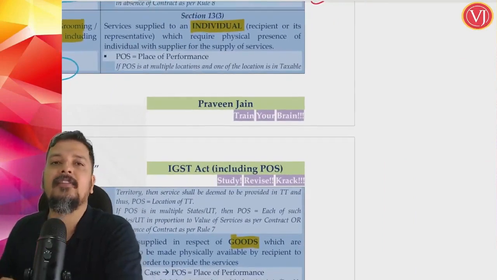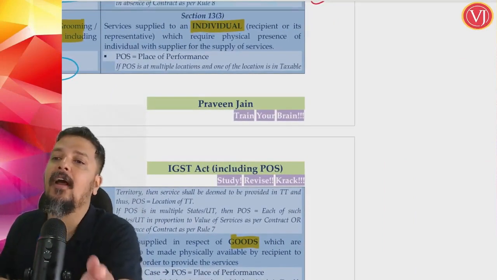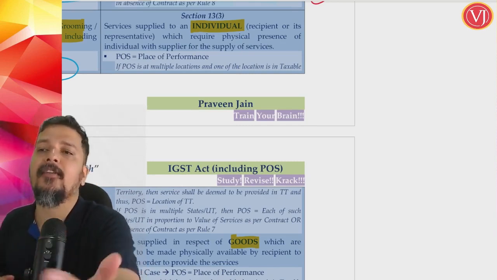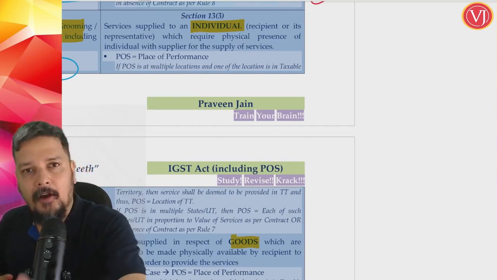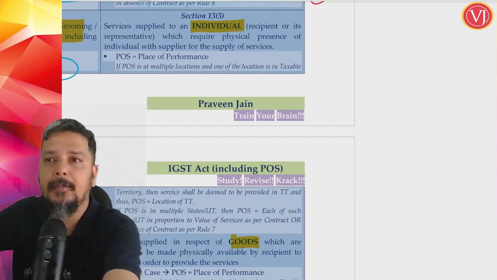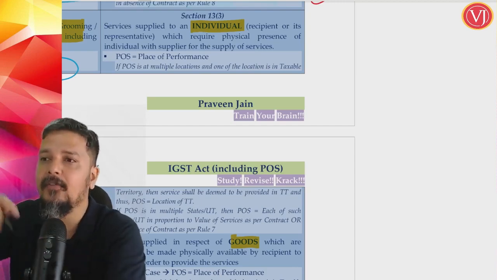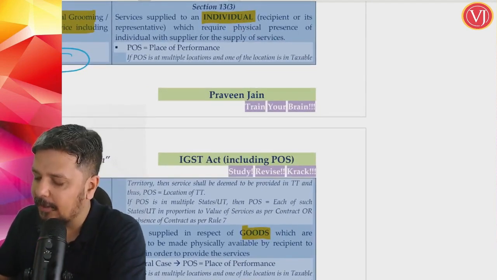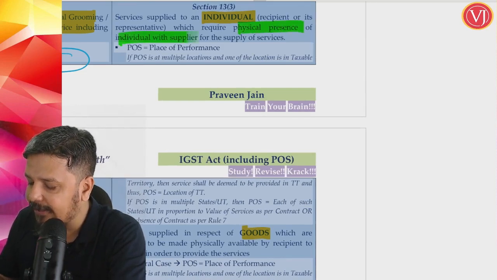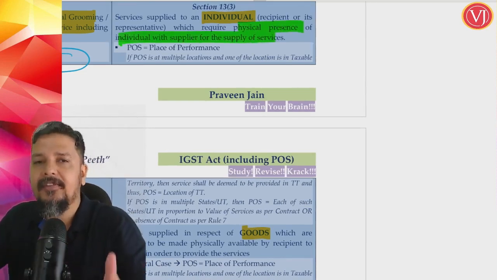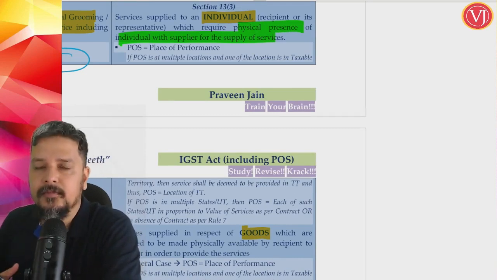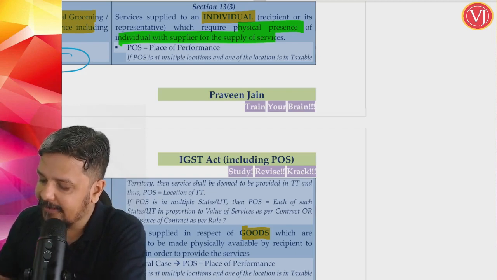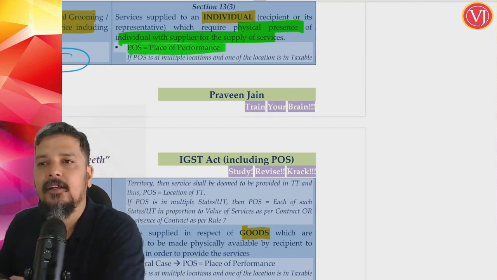If at all service is supplied to an individual, whether acting as recipient or a person on behalf of recipient. When I'm giving training to you and you are employees of, say, Reliance Limited, performance is on individual, but you are not the recipient. Recipient is Reliance Limited. You are acting on behalf of Reliance Limited. In that case, when you talk about performance based services, it is obvious that the physical presence of the individual is required. Only if you come physically, I can perform the services on you. In that case, your place of supply is location of performance.